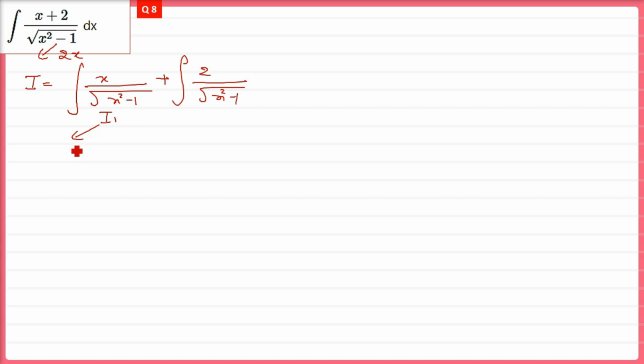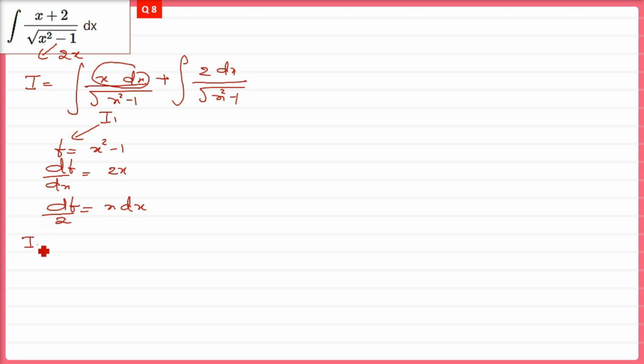Now just take this x square minus 1 as t. When you take this, dt by dx will be equal to 2x, twice of x. Now you need an x in the numerator, x dx. So dt by 2 can be written as x dx. We have brought 2 to the denominator, and dx we have taken to the numerator on the right hand side. So we already got the numerator now, which is dt by 2. Half can be taken outside. In the denominator, under root x square minus 1 was taken as t, so under root t.